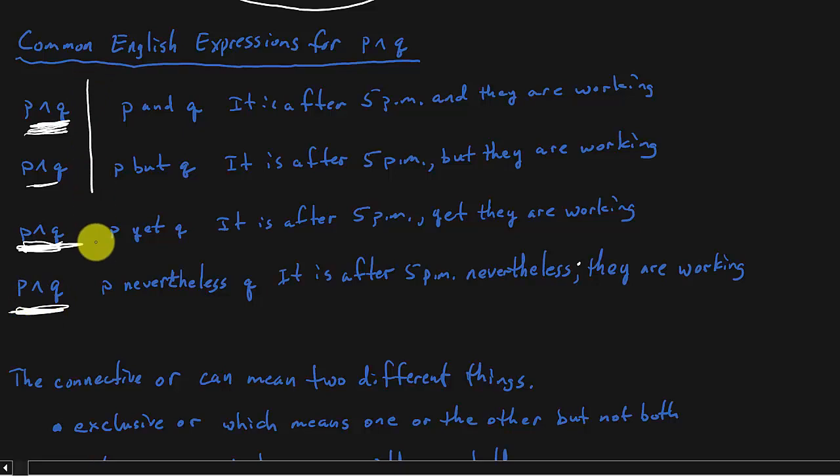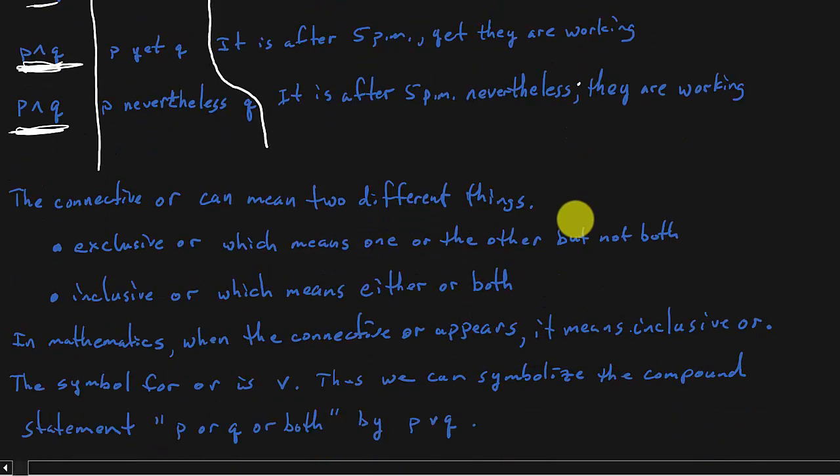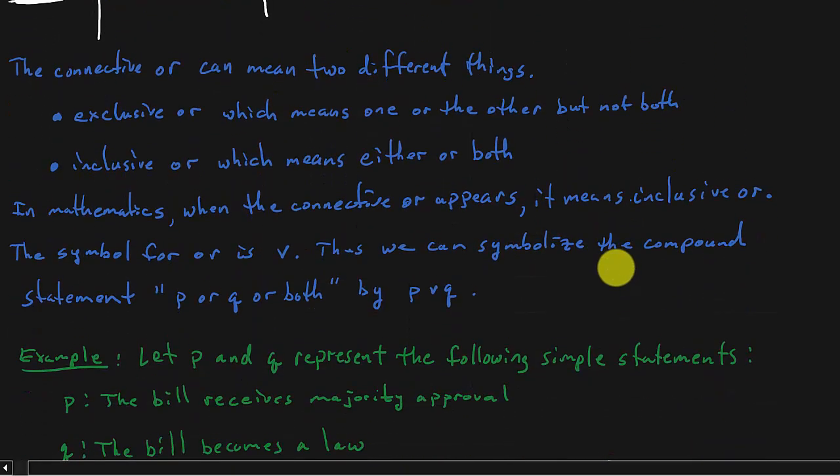So this right here is kind of like three columns we have here. So to use this notation for symbolic, it doesn't have to necessarily just be and in between them. It can be and, but, yet, nevertheless. Okay? All right. So now let's look at the connective or.